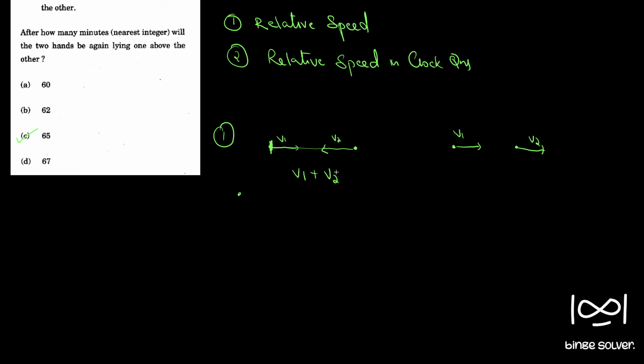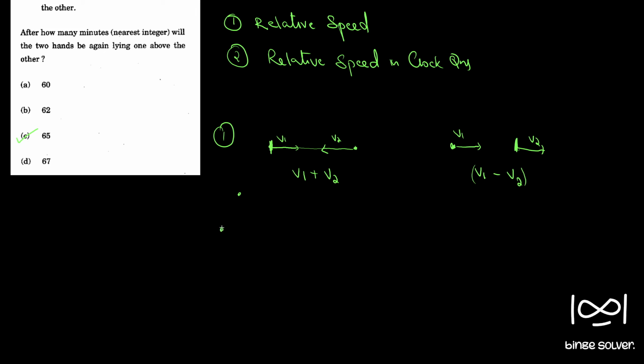Here the relative speed is calculated in a different way, since they are moving in the same direction. When this person is kept stationary, from the perspective of this person, the other is moving towards him at a speed of v1 minus v2. I will explain this concept with an example that will make things clearer. Both cases I will explain.